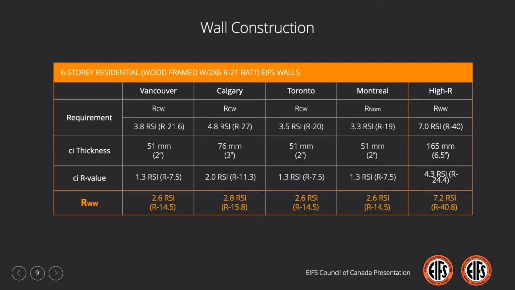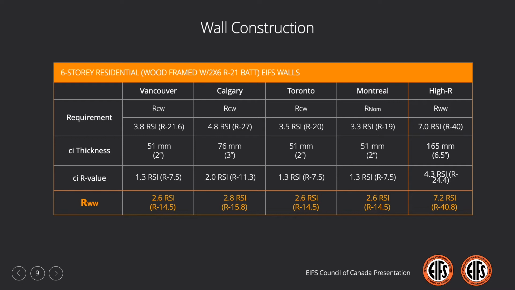I'm going to spend a little extra time on this view as it sets the stage for the balance of our residential assemblies. On the top row, we have our 4 cities and our high R wall. Below that, we have the applicable energy code's prescriptive requirement for each location and the high R wall value. You may notice that all the cities, with the exception of Montreal, base their requirements on clear wall R values, whereas Montreal bases its requirement on the nominal value.